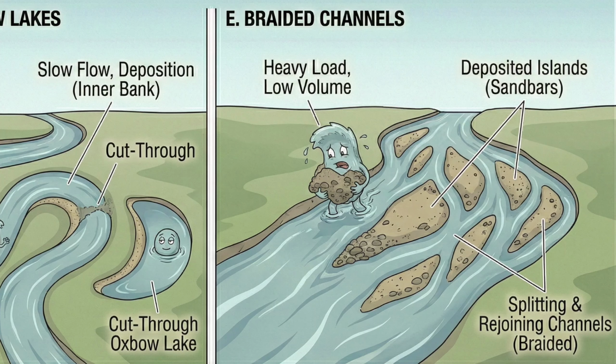E. Braided channels. When a river carries a very heavy load but has a low volume of water, it cannot transport all the sand. It deposits islands, sandbars, in the middle of its own channel. The water is forced to split and rejoin around these islands, looking like a braid of hair.